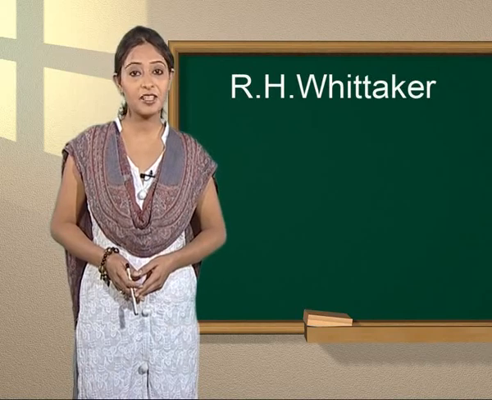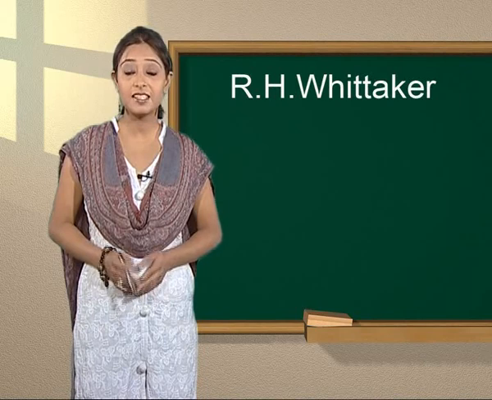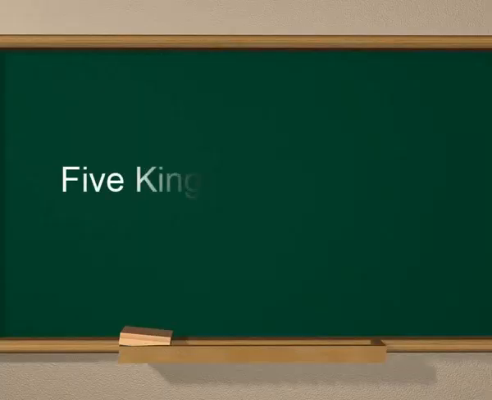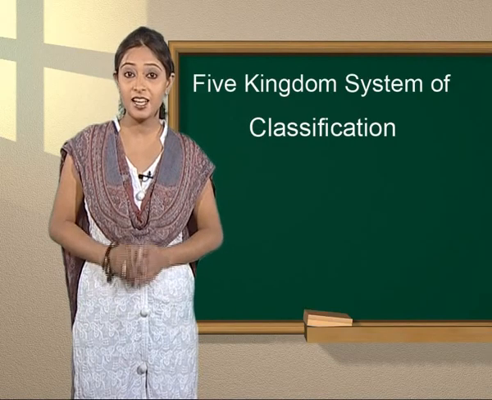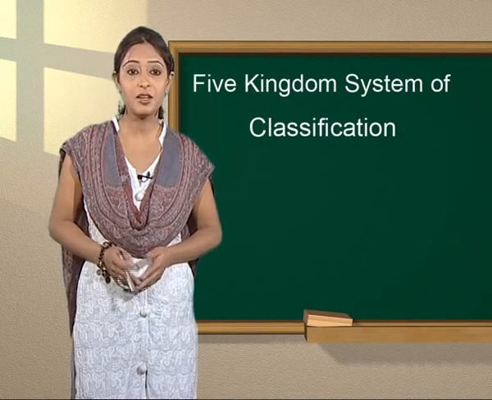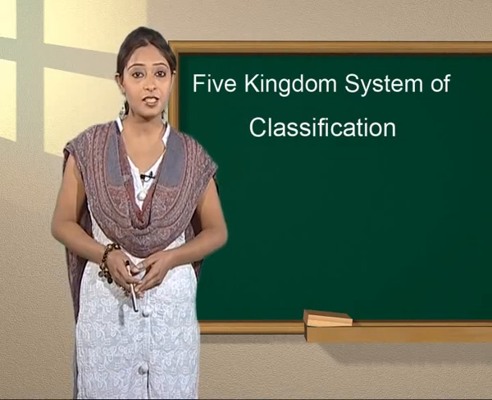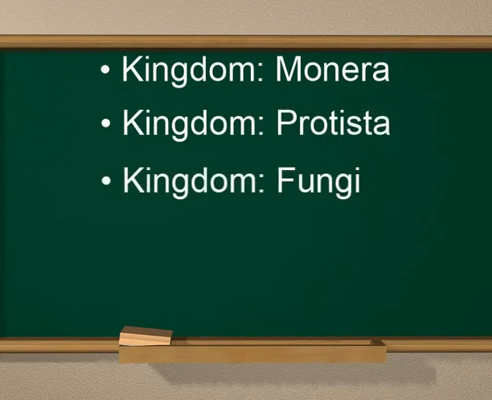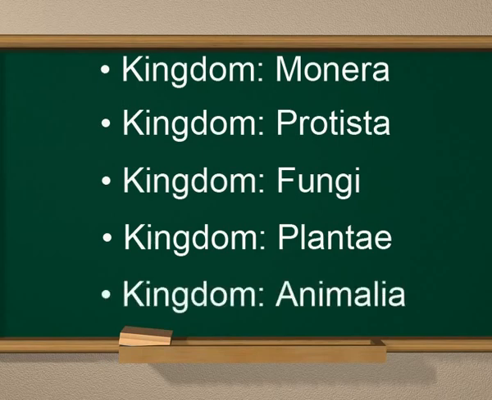Students, R.H. Whittaker, an American ecologist, made an attempt to solve the taxonomic problems in the second half of the 20th century. He proposed a five-kingdom system of classification in the year 1969 to show the relationship between the various organisms. Whittaker classified the living organisms into five kingdoms: Kingdom Monera, Kingdom Protista, Kingdom Fungi, Kingdom Plantae, and Kingdom Animalia.